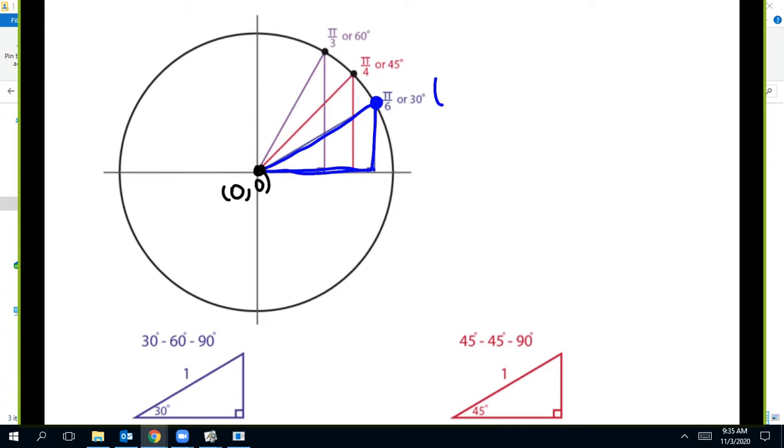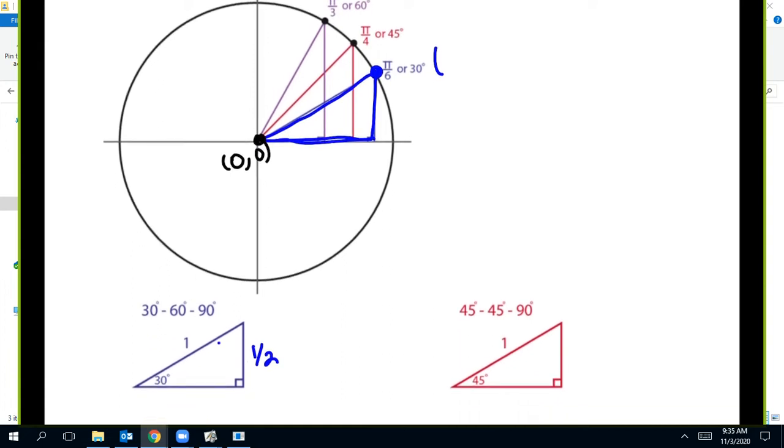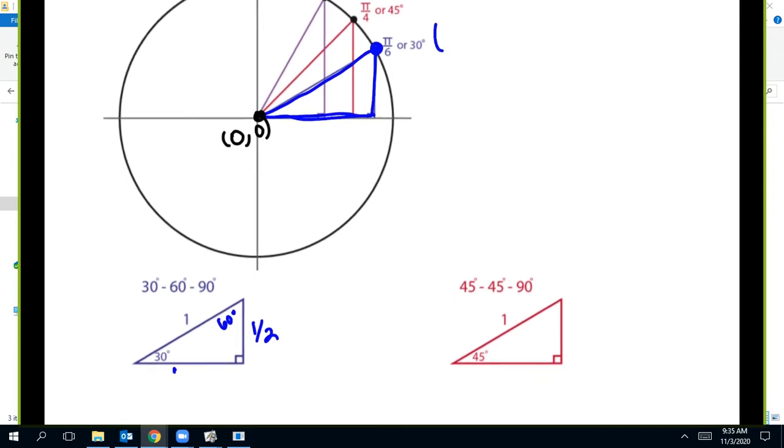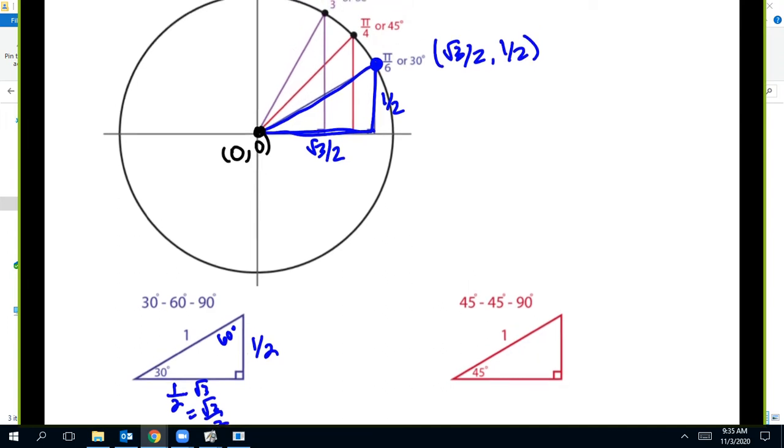Basically, the side across from a 30 degree angle in the 30, 60, 90 is half the hypotenuse. So if the hypotenuse is 1, then that side is half of it. And then across from the 60-degree angle is the short side times the square root of 3. So that's going to be square root of 3 over 2. So the x is square root 3 over 2, and the y is 1/2. And so now we know sine of 30 is 1/2 and cosine is square root 3 over 2.